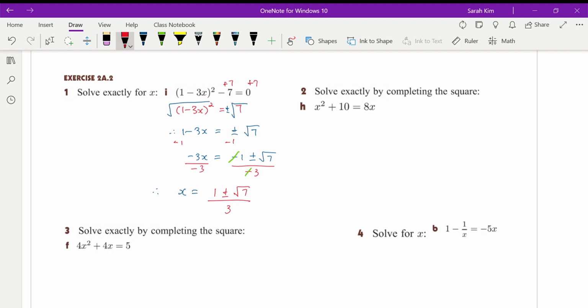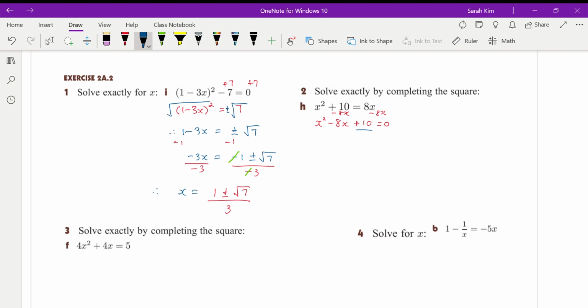Question 2, solve exactly by completing the square. So they want us to complete the square now. So they want us to make it into basically that format first in order to solve it. So in order to do that, I need to make sure everything is on one side first. So I do take 8x from both sides. So I get x squared, take 8x plus 10 equals 0.